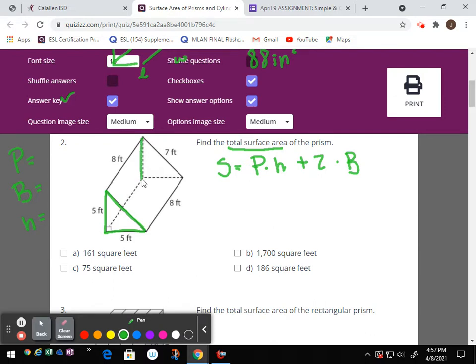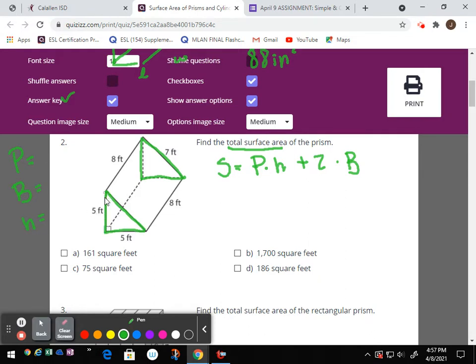So when we talk about this triangular prism, we can see that the bases are triangles, because how many triangles do we have? We have 2 triangles. All right, so the bases are triangles. Perimeter of the base: for a triangle, we have 3 sides, so that means we have to add 3 numbers.